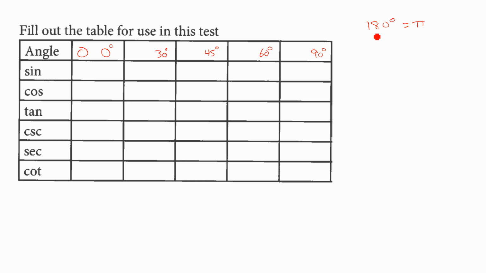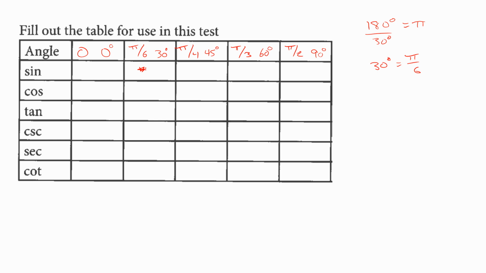So how do we go from 180 down to 30 degrees? We divide by 6. So 30 degrees is pi divided by 6. 45 is going to be 180 divided by 4. 60 is going to be 180 divided by 3, and 90 is 180 divided by 2. All right. If you can count to 4, you can get this chart memorized.